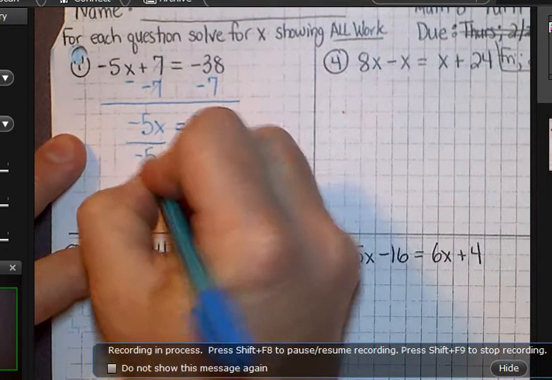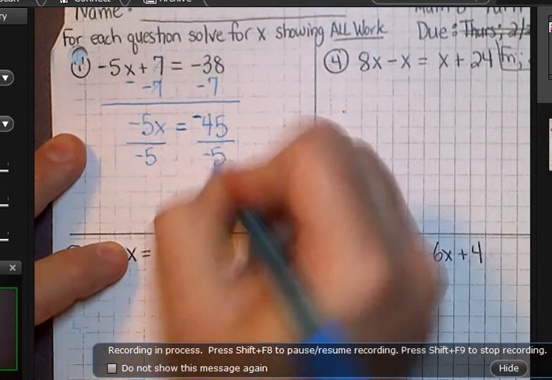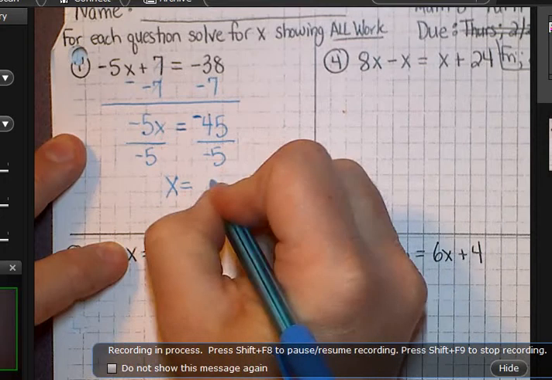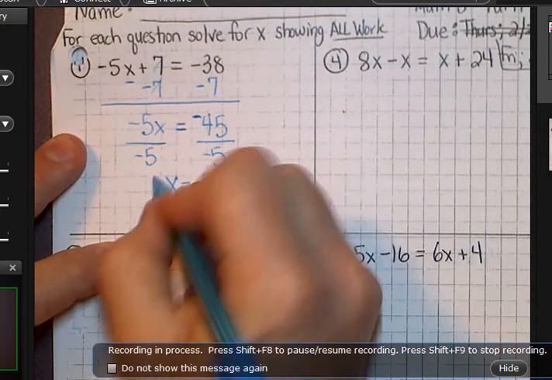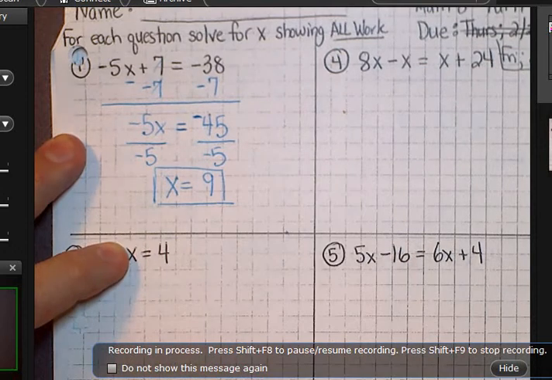Divide by what's multiplying x, which in this case is a negative 5, and you get x equals 45 divided by 5 is 9, and a negative divided by a negative is a positive, so we get x equals 9.